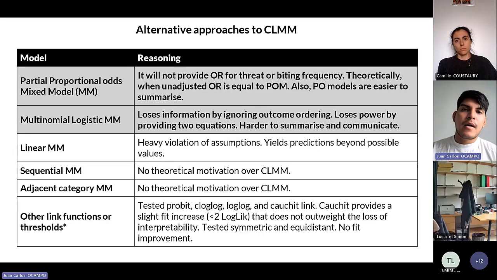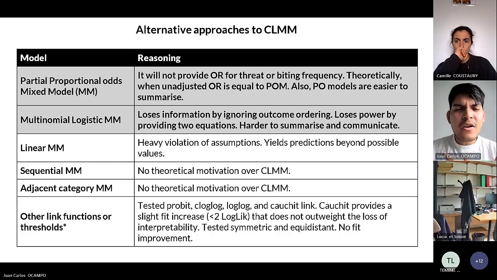These are the alternative approaches to our model in this case. I already talked about multinomial logistic mixed models. In this case, we lose information by ignoring the outcome ordering. We also lose power. It is harder to summarize and communicate, but it is a fair alternative. And also the possibility of doing partial proportional odds mixed models. That would be the same model that we have, but we address that unmet assumption specifically for threat and biting frequency. The drawback here is that we would not get estimates for those two key variables, key regarding the literature, key regarding our other model where they were significant, etc. All the other possibilities like a linear mixed model or sequential adjacent category, there's no strong argument for these. We also tried other link functions and thresholds. This is still the model that performs better.